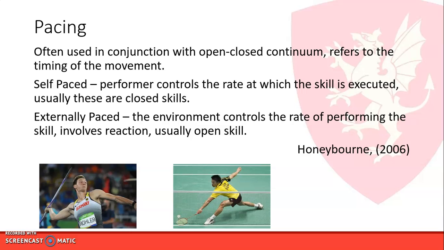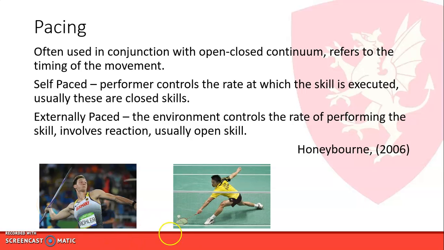And then you've got externally paced. The environment controls the rate of performing the skill. This involves reaction, and is usually open. So what we can see here is that externally paced skills are determined by the environment. For example, with the shuttlecock, the flight and the speed at which the individual is receiving it will ultimately determine when they perform the skill. Whereas our javelin throw, for example, is more self-paced, which means that they're in control of the rate at which they perform it. Yes, there's a clock, but they control the rate at which they perform the skill.